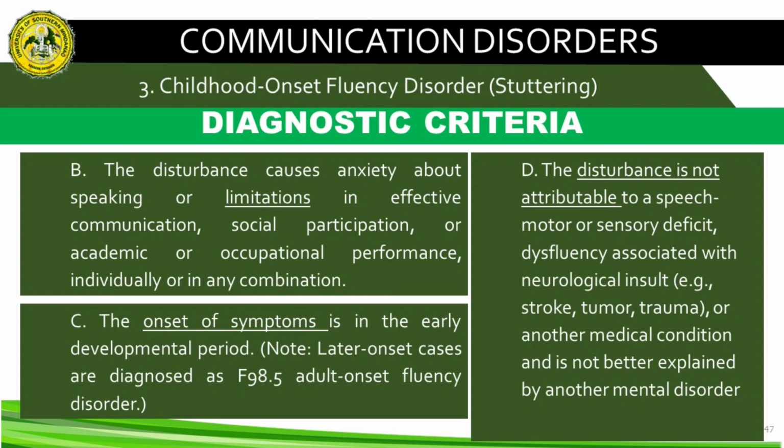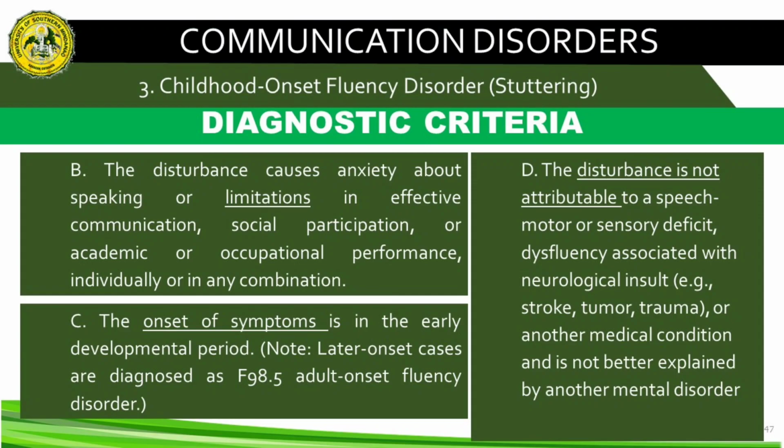The extent of the disturbance varies from situation to situation and often is more severe when there is special pressure to communicate. Fluency is often absent during oral reading, singing, or talking to inanimate objects or to pets. For criterion C, the onset of symptoms is in the early developmental period. Later onset cases are diagnosed as F98.5, called adult onset fluency disorder.